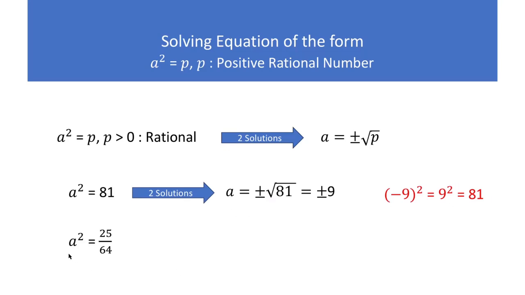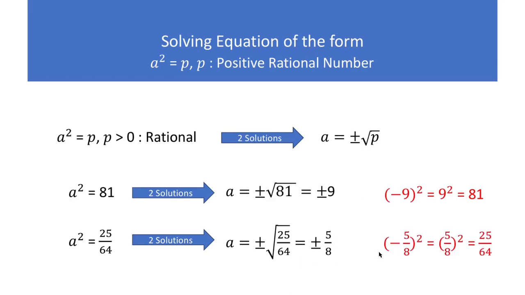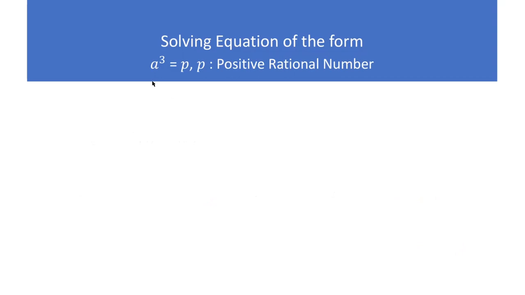Another example, a squared is equal to 25 divided by 64. Two solutions again. a is plus or minus the square root of 25 over 64, and that will give you plus or minus 5 over 8. Now, minus 5 over 8 squared or 5 over 8 squared is 25 over 64. Solving equations of the form a cubed is equal to p, where p is a positive rational number.